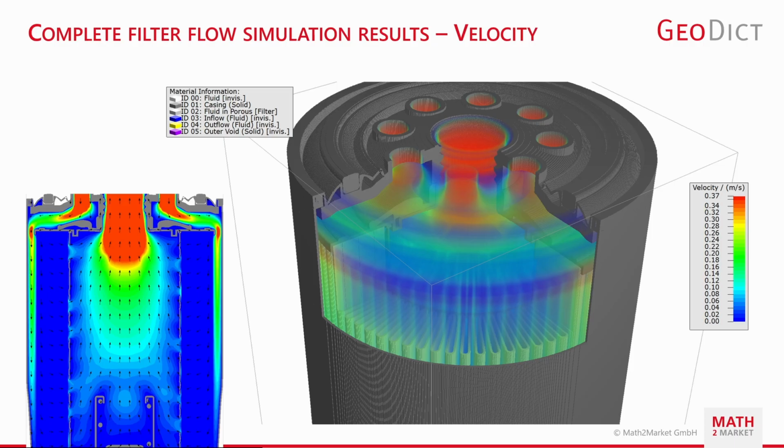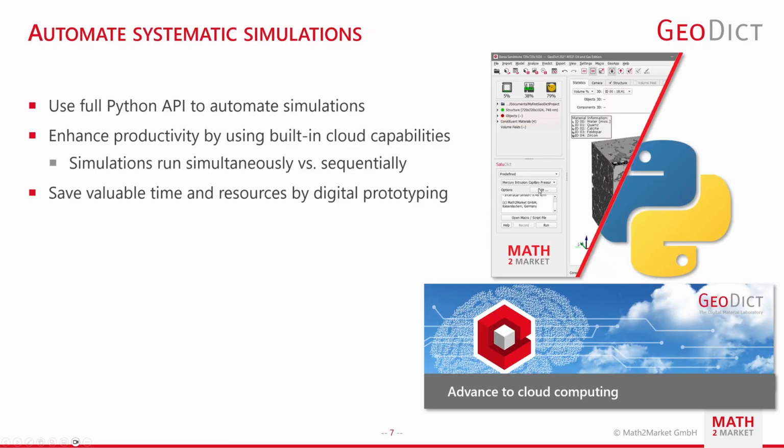And we will also dive into that directly into GeoDict later on when I will show you hands-on how things are done in GeoDict directly and how easy things are done in GeoDict. But as you can see here, you can get a lot of information out of your filter itself. And the good thing about digital software is that you can pretty much also automate it, because we are using a full Python API where you can pretty much automate your simulations, which means that you can enhance your productivity by using either cloud functions, which means you can run a lot of simulations simultaneously, or you can also run them, of course, sequentially, which saves time and value and resources if you are developing things in GeoDict directly.